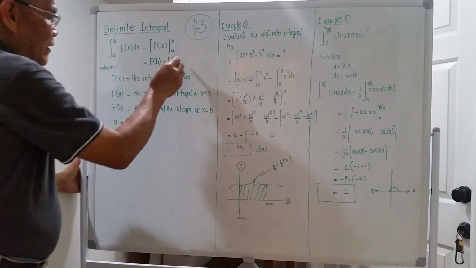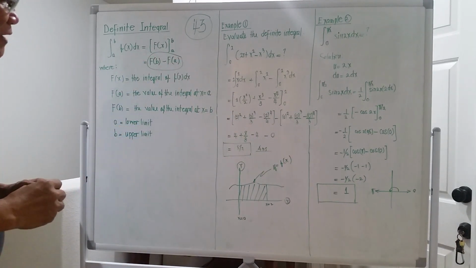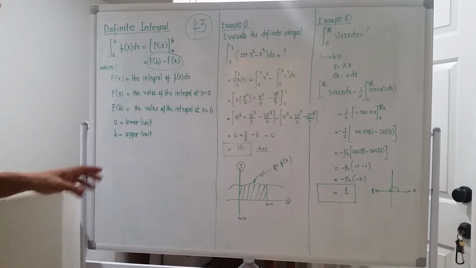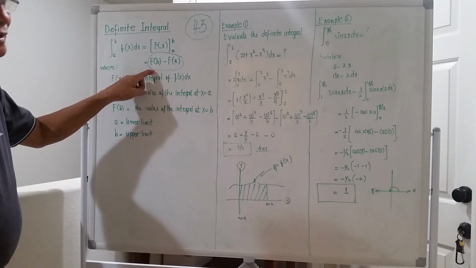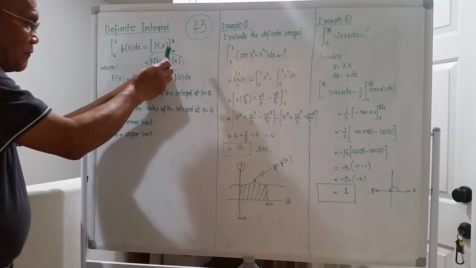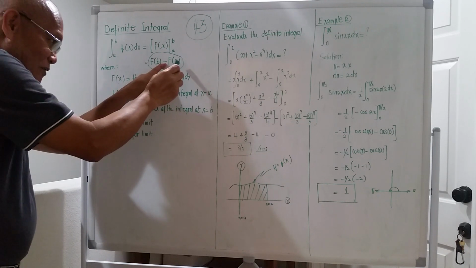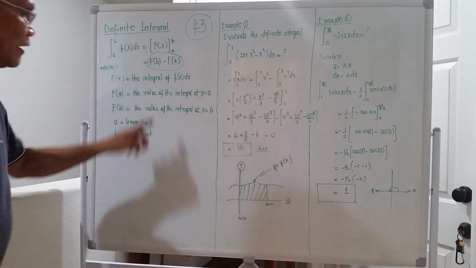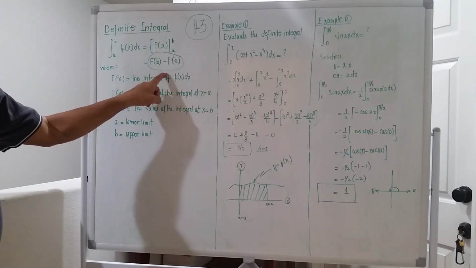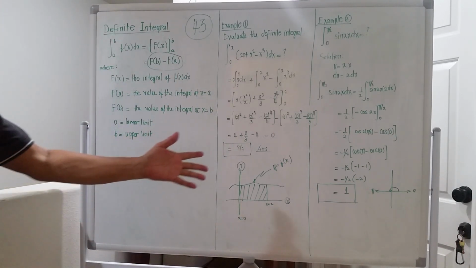So the significance of this: the value of the definite integral will be the value of the function when the upper limit is substituted minus the value of the function when the lower limit is substituted. It's the difference. That's definite integral. As simple as that one, guys.